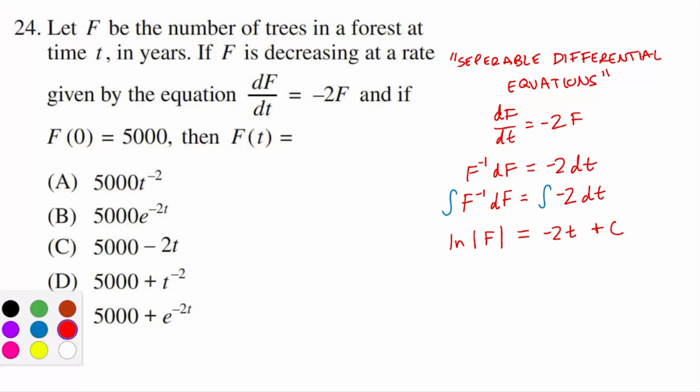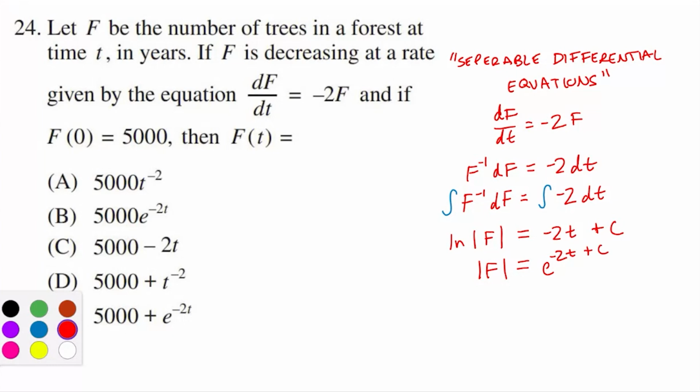Now I need to get rid of that natural log, and to do that, I can exponentiate both sides of this equation using Euler's number as the base. So if I raise Euler's number to the natural log of the absolute value of f, that just gives me the absolute value of f. And if I do the same thing on the right, nothing is really going to simplify here. I'm just going to have Euler's number to the negative 2t plus c.